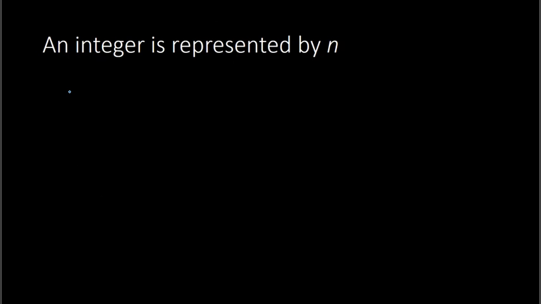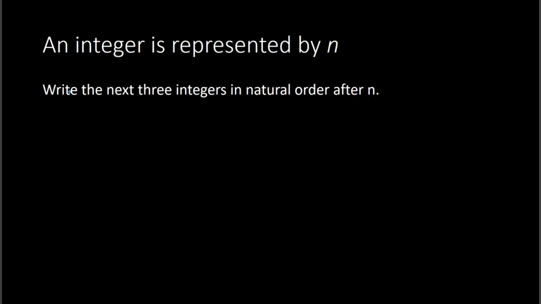Next, we're told that an integer is represented by n. And we are told to write the next three integers in natural order after n. So we know the first number is n. The next number is one more than that, which would be n plus 1. And then the next number is one more than that, which would be n plus 2. And then the third number after that is one more than that, which is going to be n plus 3. So I can write this as n plus 1, n plus 2, and n plus 3. Those are the three next numbers.